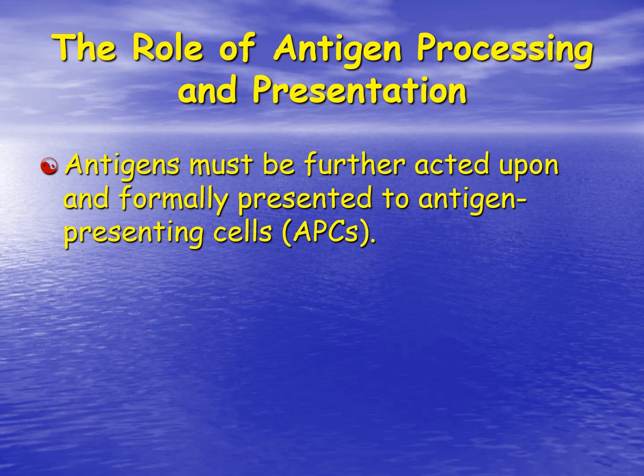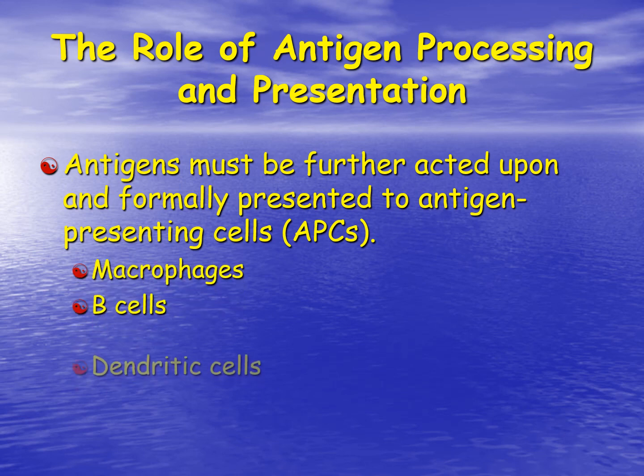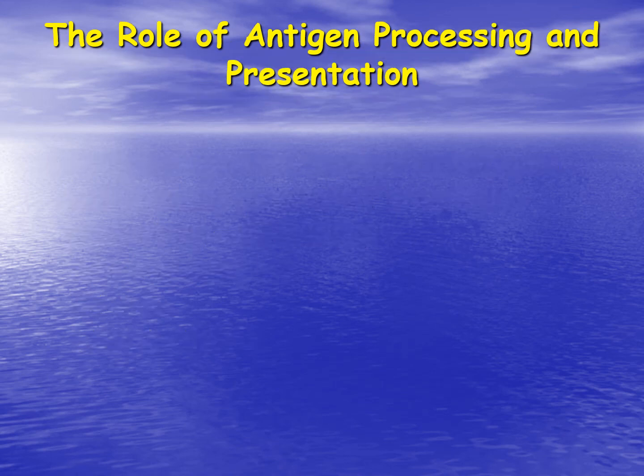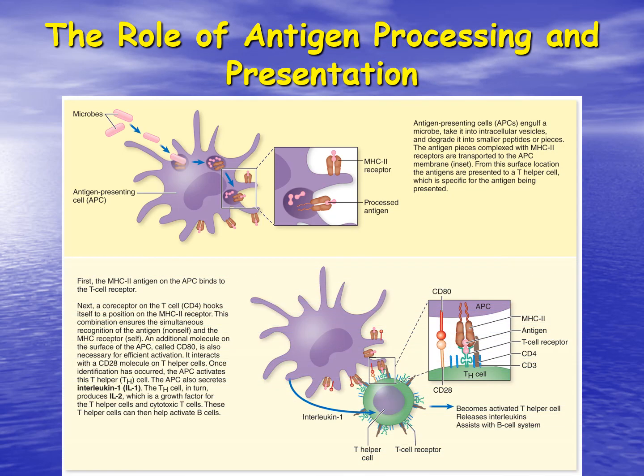Antigens must further be acted upon and formally presented by antigen-presenting cells. And again, our three types of professional cells are going to be any macrophage, the B lymphocytes, and the dendritic cells. So the first thing that's going to occur is that whatever is bearing the antigen, say this microbe, will be ingested or phagocytized by this, let's say, macrophage.